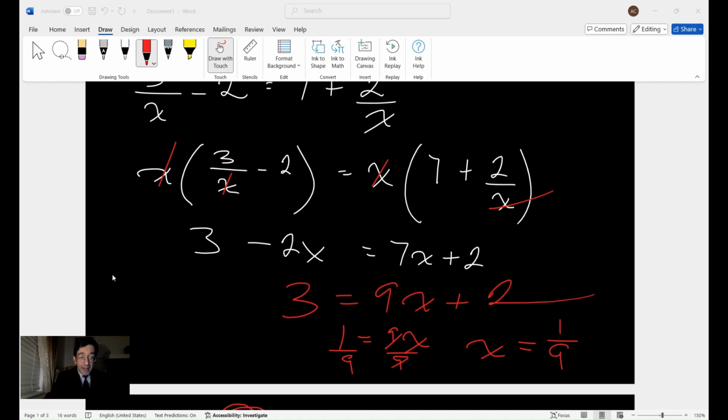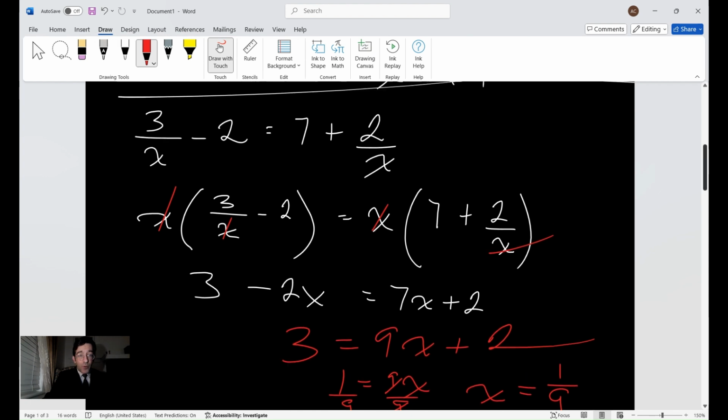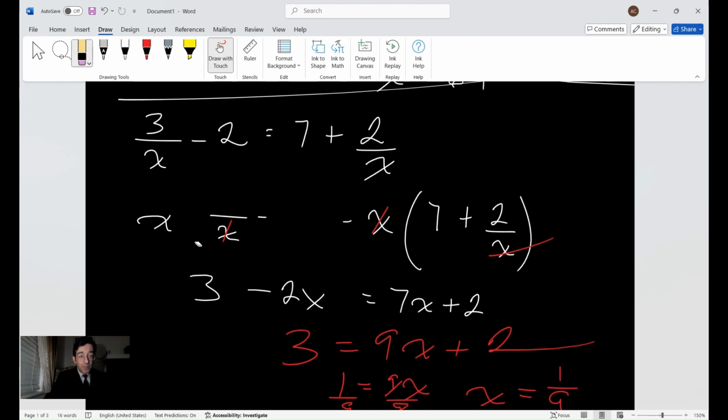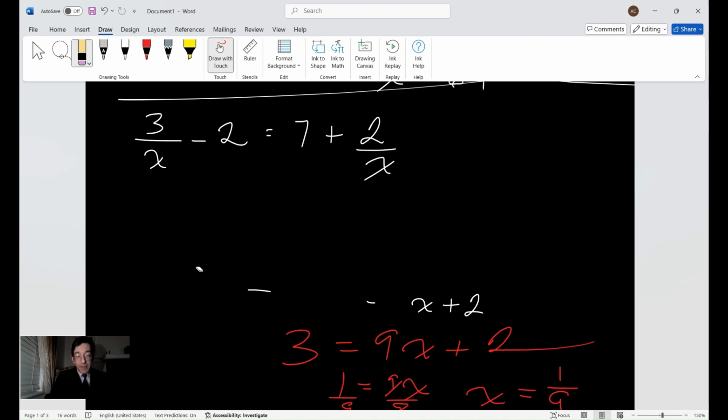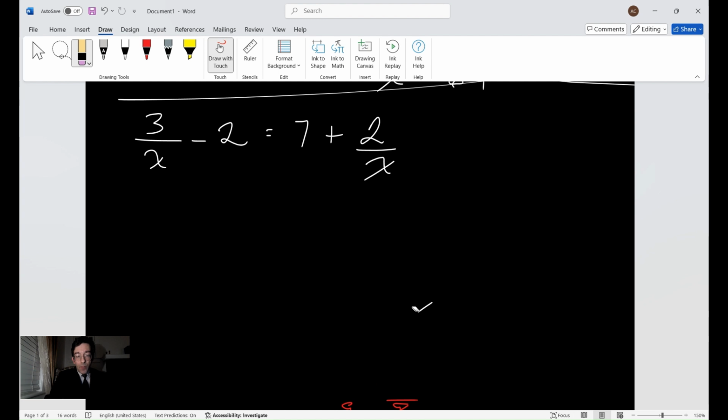How? By combining the like terms. And how do we combine the like terms? Well, once again, we'll go to the original problem. We have 3x and 2x, and 3 over x and 2 over x. And what you do is, when fractions have the same denominator, you can either add or subtract them and keep the denominator the same.